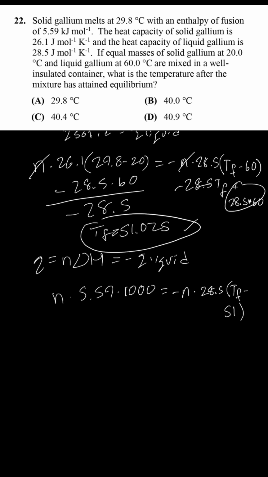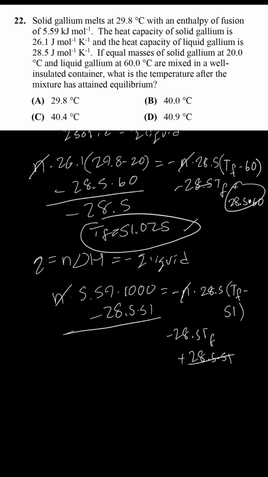Once again, we can cancel the n's. So 5.59 times 1,000 equals negative 28.5 TF plus 28.5 times 51. Once again, we'll subtract this, and then divide it all by negative 28.5 to solve for TF. And now the problem is our TF is negative 145.